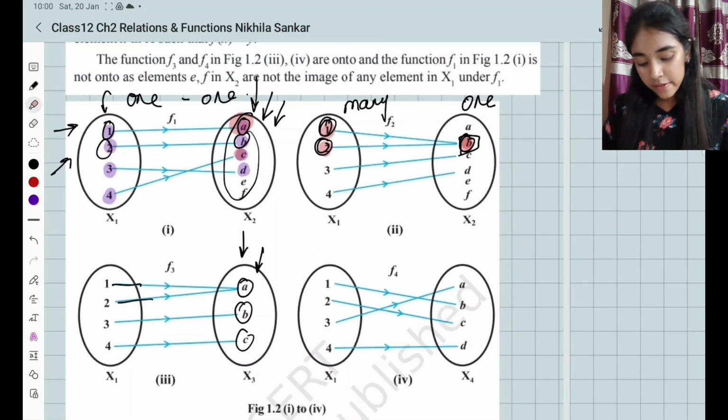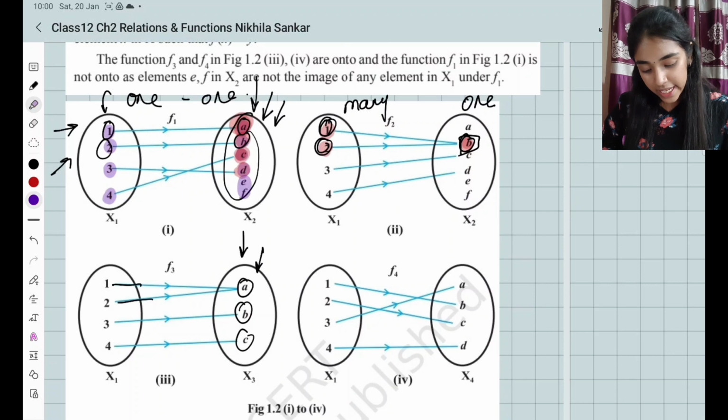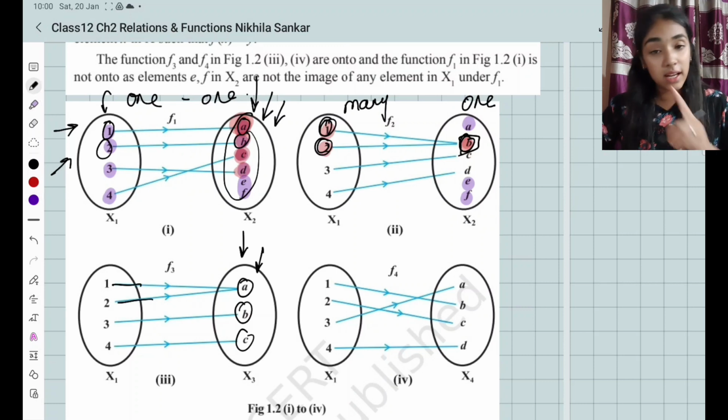இப்போ for example, when you see here, you see that element a is mapped, b is mapped, c is mapped, d is mapped. But E F என்னாச்சு? E and F are not mapped at all. இந்த இடத்துலையுமே you see E and F, இந்த இடத்துல A is also not mapped. Only B, C and D are mapped. Okay, so such functions are not onto.